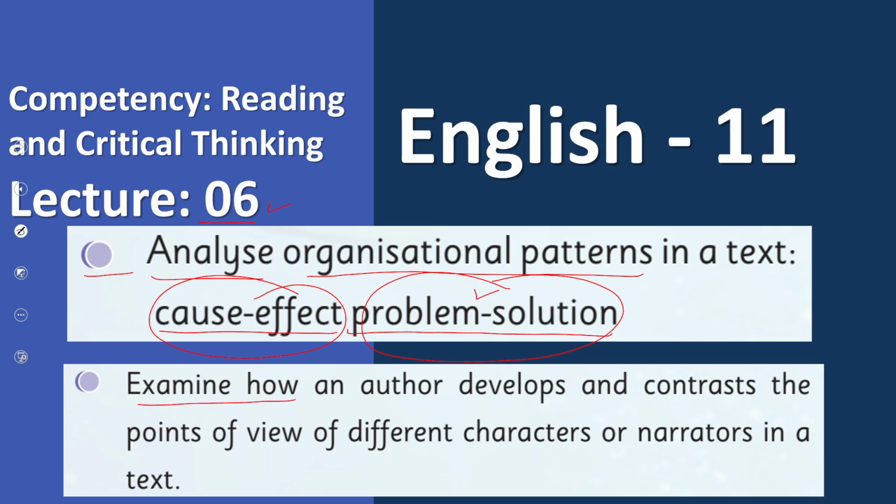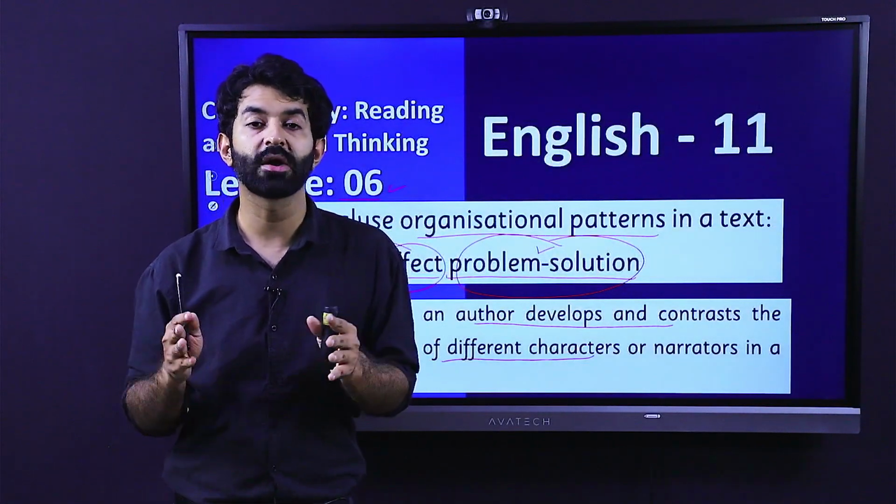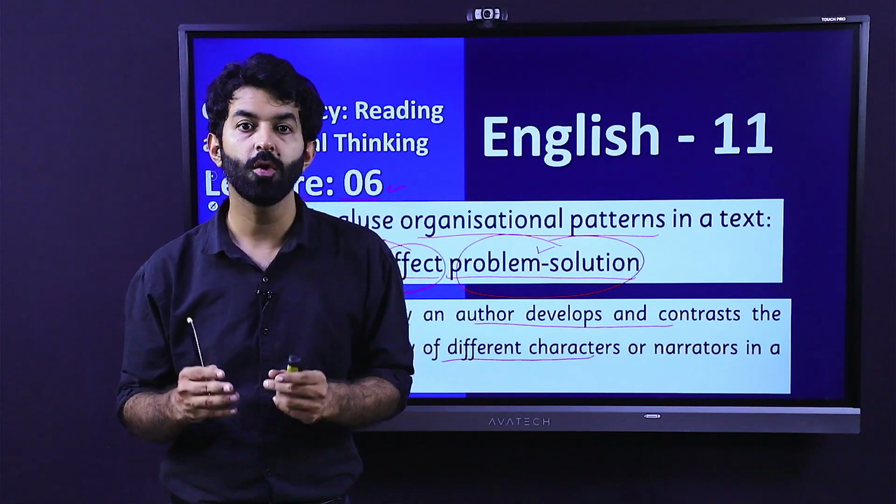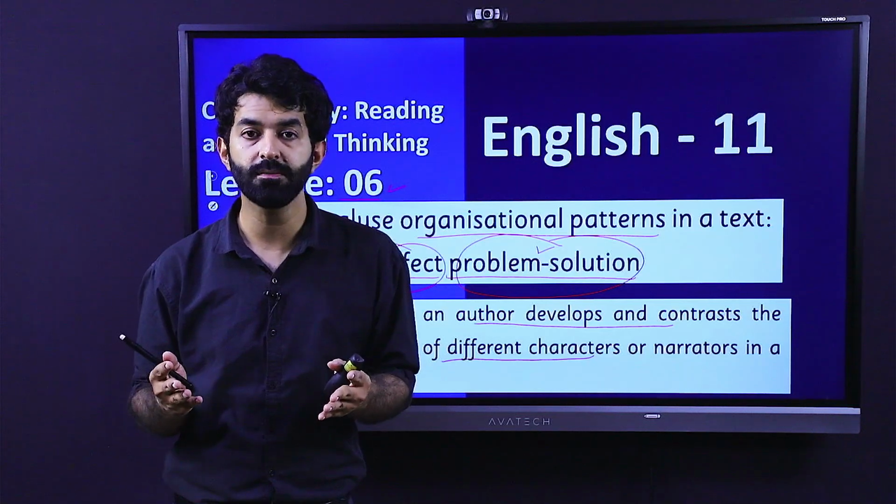Then we will examine how an author develops and contrasts the points of view of different characters or narrators in a text. Now students, we will do this learning outcome in the next lecture. Today our focus is on our SLO over here, because this is about your non-fictional text and the next one is about stories. This is about fiction. So we have reserved the fiction related SLO for any other lecture. However, I have introduced you to this learning outcome, but we are focusing on organizational patterns in our text. So I hope that we are clear about the learning outcome today.